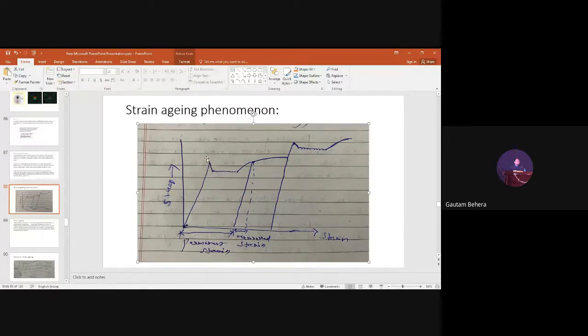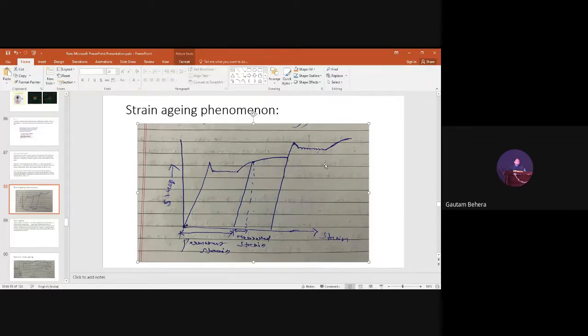Okay, can you tell me what is this point? What is this point? Upper yield point. Very good. What is this point? Lower yield point. Again, what is happening here, as I told? Loading has happened, that's why the graph is like this. But again, loading has started. What is happening again here? New upper yield point, again upper yield point, lower yield point. Yes. So this is actually the strain aging phenomenon.